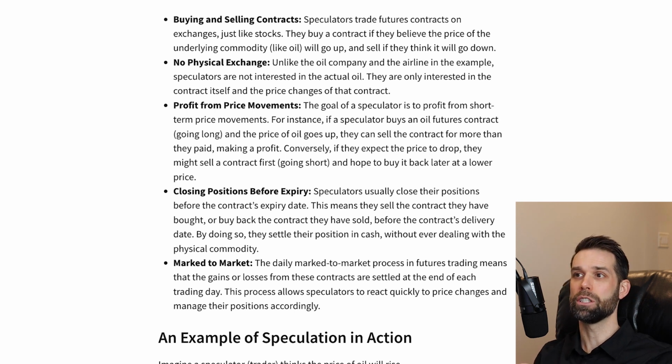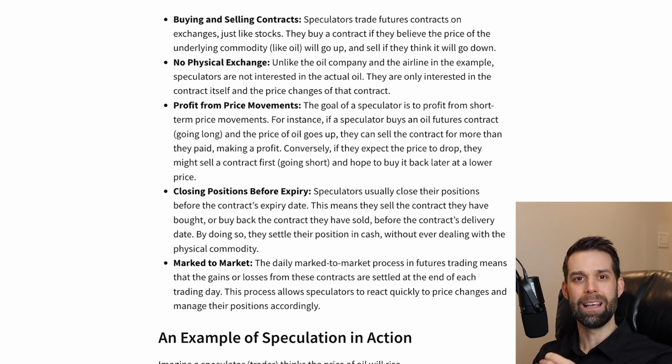So, closing positions before expiry. Speculators always, or usually, close their positions before the contract expiry date. This means they sell the contract they have bought, or buy back the contract they have sold, before the contract's delivery date. By doing so, they settle the position in cash without ever dealing with the physical commodity.